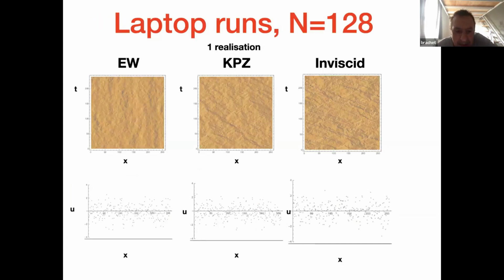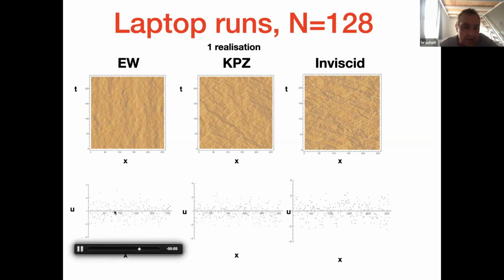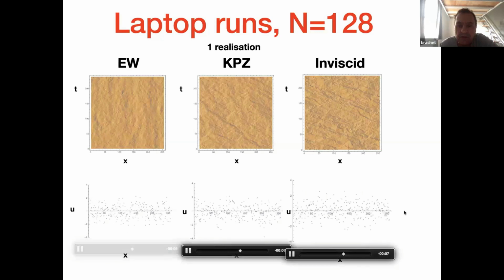Okay, I'm showing you here, just to give an idea of what we are talking about, some low resolution runs performed on a laptop. You can see here the velocity field as a function of space and time. Here is space and time, and here it's a movie. So this is the linear case, this is the KPZ case, and this is the inviscid case.